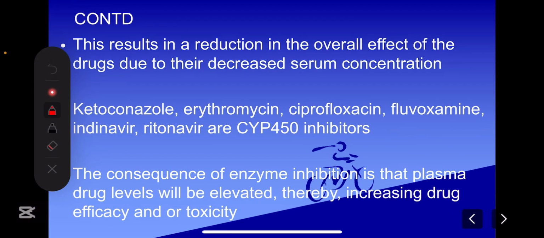Inhibitors. Examples of inhibitors. Remember, these prevent cytochrome P450 from acting quickly. They include ketoconazole, an antifungal; erythromycin and ciprofloxacin, antibiotics; and fluvoxamine, an example of an antidepressant. We talk about that. Before you talk about antidepressants, please watch the video on that.